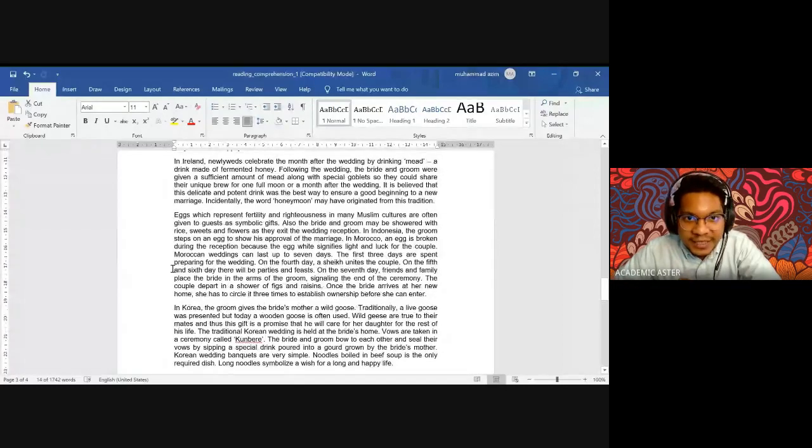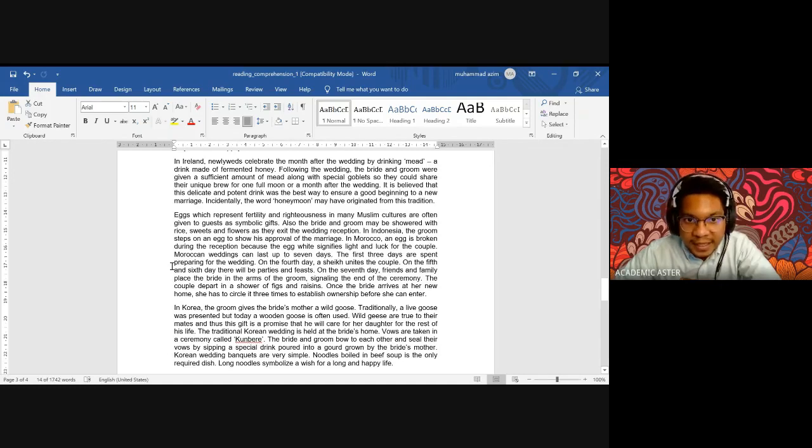Eggs, which represent fertility and righteousness in many Muslim cultures, are often given to guests as symbolic gifts. Also, the bride and groom may be showered with rice, sweets, and flowers as they exit the wedding reception. In Indonesia, the groom steps on an egg to show his approval of the marriage. In Morocco, an egg is broken during the reception because the egg white signifies light and luck for the couple.